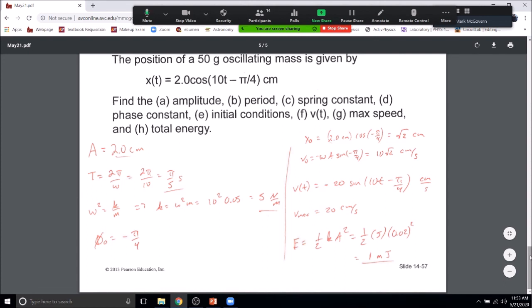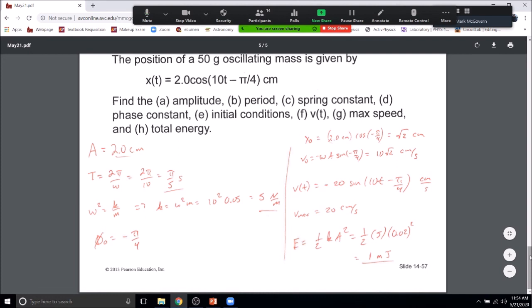The initial conditions. The initial conditions is when t equals 0. So you plug t equals 0 into that equation up top there. And we end up with 2 centimeters times cosine of minus pi over 4. And we get our initial position, radical 2 centimeters. The equation for the initial speed is minus omega a sine of the phase shift. Again, those are the equations we developed for the phase constant and the initial conditions. And we get 10 radical 2 centimeters per second.